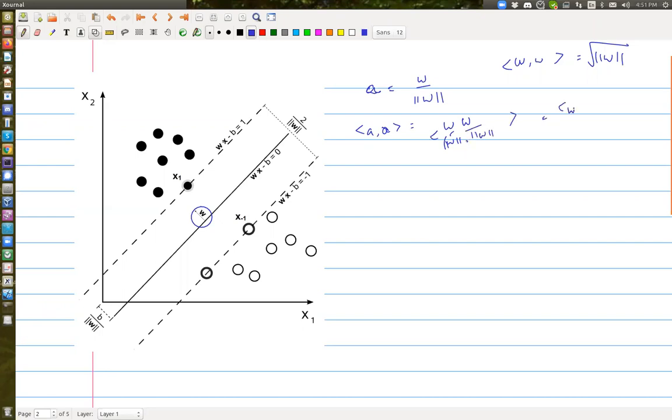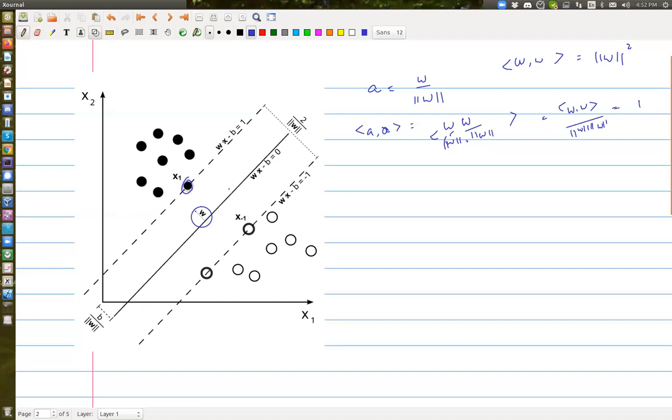Sorry, I should have a square here. Wait, it should actually be a square here. So therefore I have W over its norm, and so it's 1. Yeah, that's nice. And so it's basically just a normalized W, right?